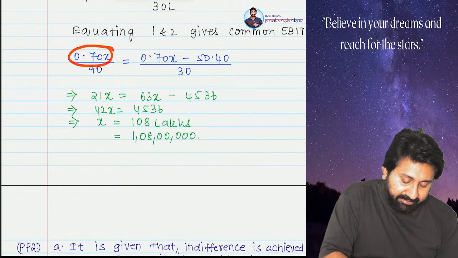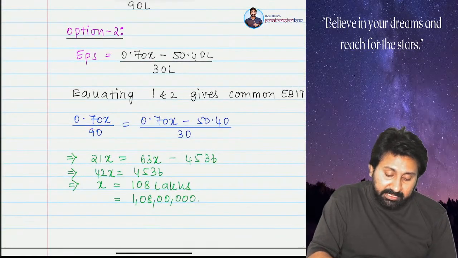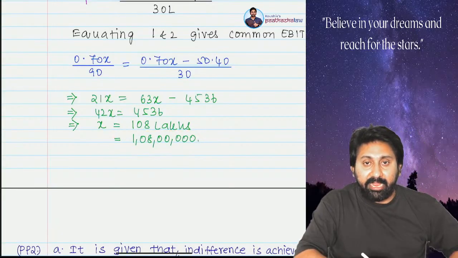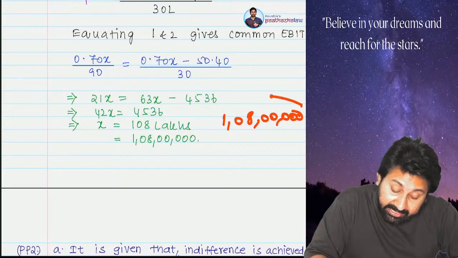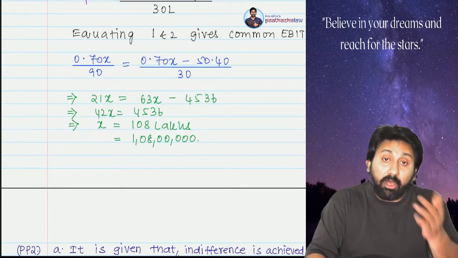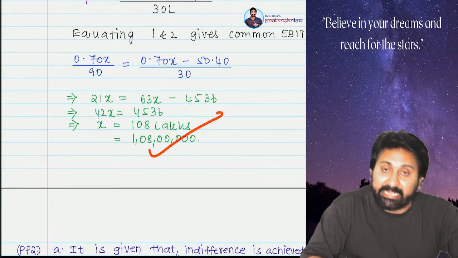So 0.7x by 90 into, equal to (0.7x minus 50.4) divided by 30. Finally, the x came to 1 crore 8 lakh. If EBIT is 1 crore 8 lakh, then at this level of EBIT, whether your company is financed by all equity or financed by debt and equity, your answer will be the same.